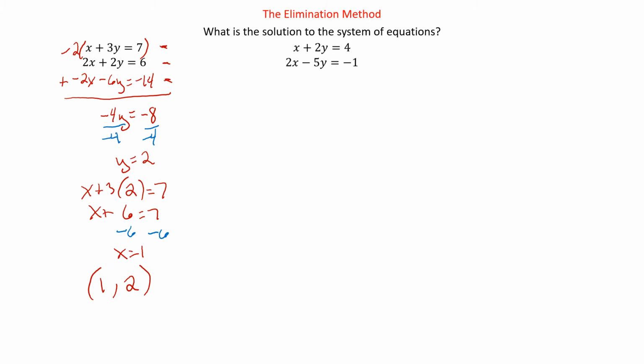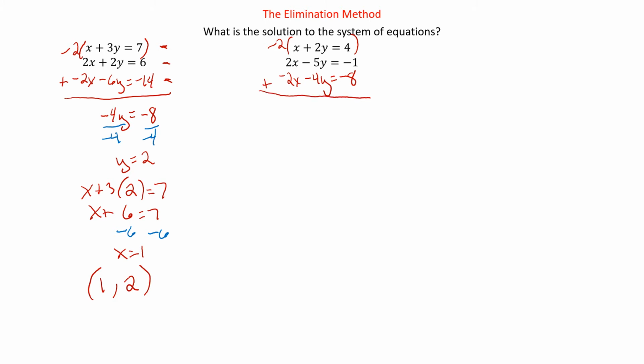All right, so just like what we just did, multiply by negative 2 because we have a 2x there. So when we multiply that, we'll end up with negative 2x minus 4y equals negative 8. You have to remember to make sure to distribute it to the entire equation. Now we're ready to add these.